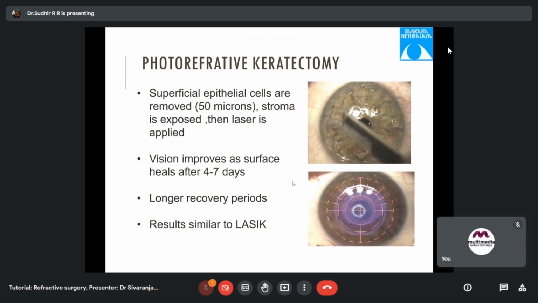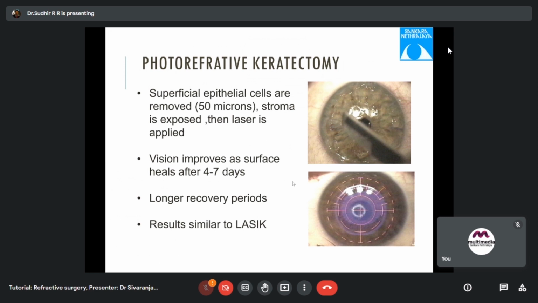Excimer laser can also be used. Yes, excimer laser can be used too. So what is that type of laser called? Ablation. So it is PTK, phototherapeutic keratectomy. So you can remove it using that.